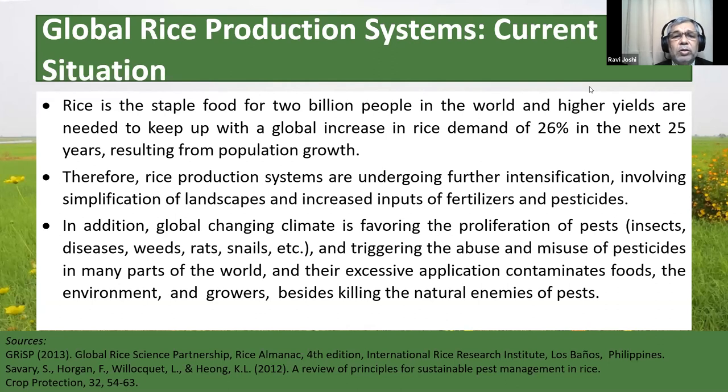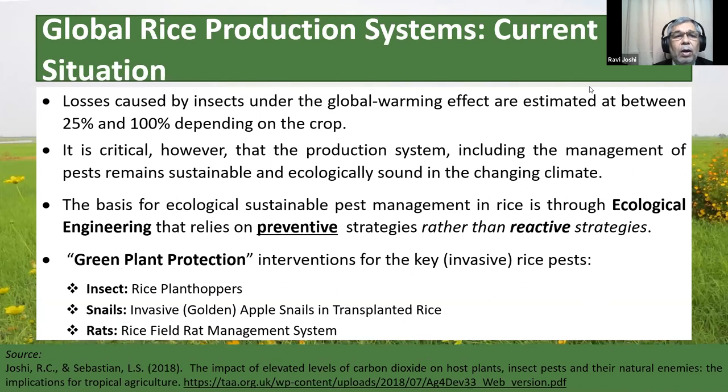And this is causing the misuse and abuse of pesticides in many parts of the world. This is also leading to environmental problems, as well as problems related to the farmers' health, besides killing the natural enemies of the pest. The losses caused by insects because of climate change and intensification range from 25 to 100%, depending on the crop. Some crops compensate for losses better than others. And these losses also depend on the area, the country, and the farmers' practices.